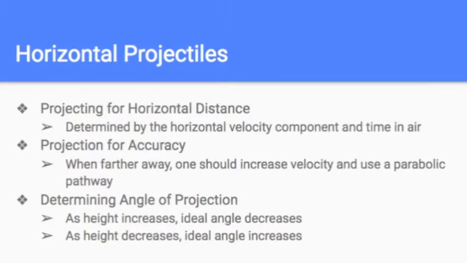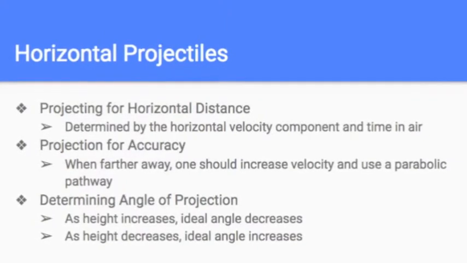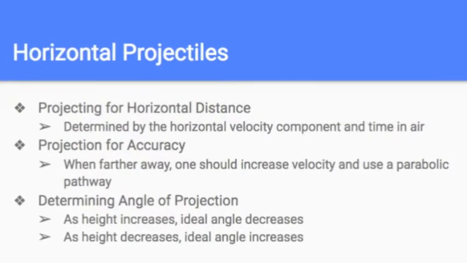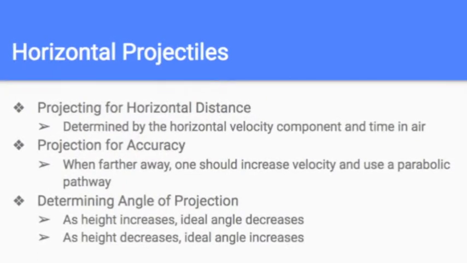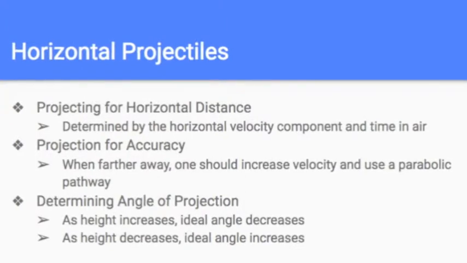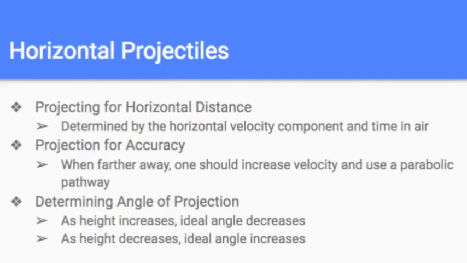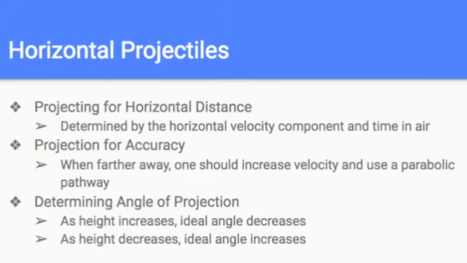One of the main factors I'm going to be focusing on is the projection for accuracy, in which if the object you are looking to reach is further away, you need to increase the velocity of the projectile and also use a more parabolic pathway when determining how to achieve the accuracy.